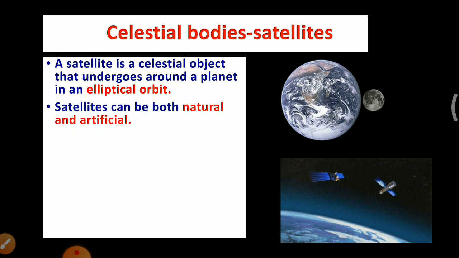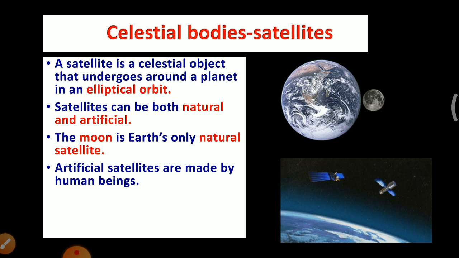Satellites are of two types. One is the artificial satellite and the other is the natural satellite. The moon is the natural satellite of our earth. The first diagram I showed is the earth and the moon. This moon is the natural satellite of our earth. It revolves around the earth. And the second diagram is an artificial satellite. It is made by human beings, and it also revolves around the earth.